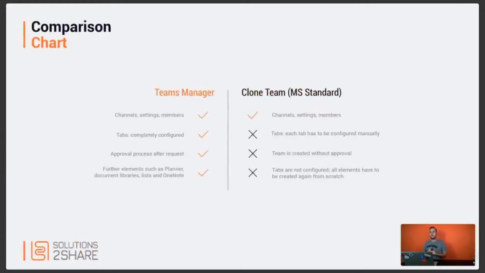Perhaps some of you know that you can clone a team, and what I want to say is that the Teams Manager has a lot more functionality. One of the best things is that all tabs are configured. So if you create a team, or you clone a team with SharePoint and with Teams standard functionality, the users have to configure every tab by themselves, and nobody knows which Excel document you want to add, or which planner, or which OneNote, so everything is really unclear. In our product, everything is ready, so the user can start to work and does not need a PDF file explaining what to configure after the team is cloned.